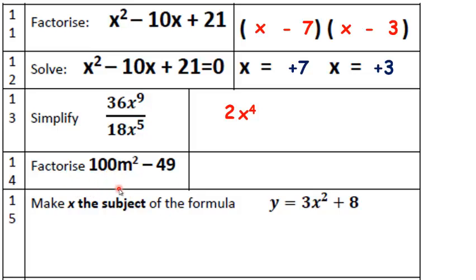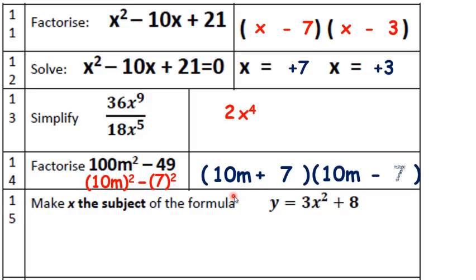Question 14. I'm going to have 10m all squared, take away 7 all squared. Think about that. This is the difference of two squares. So my answer is going to be 10m plus 7 and 10m minus 7. So we could have those two brackets the other way around, but that's fine as it is.